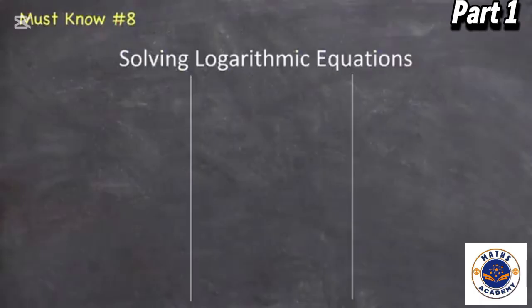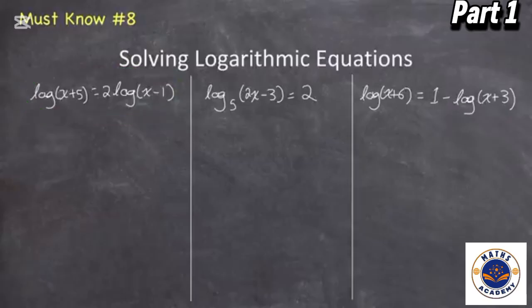Must know number 8, solving logarithmic equations. Let me write 3 log equations to solve. Let's look at the first equation. One general strategy when solving a log equation is to get the equation to be in the format log equals log. Because if we have 2 logs equal to each other, where the bases are the same, then you know that the arguments must be equal to each other.